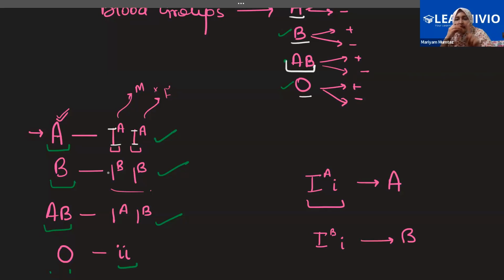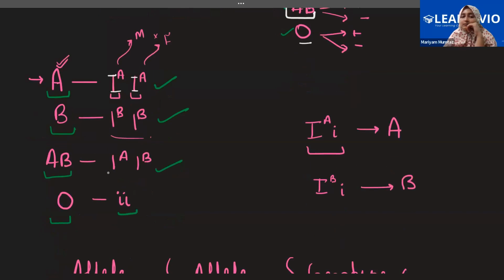B blood group has antigen B and it makes antibodies for A. Then AB blood group has antigen for A and antigen for B also, but it makes no antibodies. And then O, you can say, has no antigens, but it makes antibodies, A and B both. So this is the reason why, since the blood group AB does not make any antibody, AB can take blood from any blood group. It can take from A, it can take from B, it can take from O.